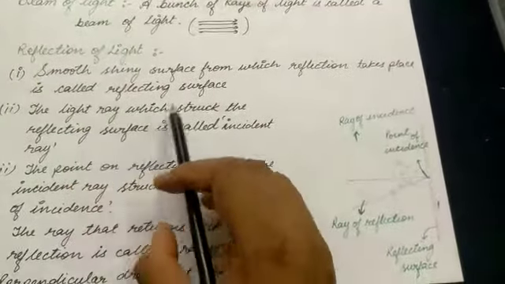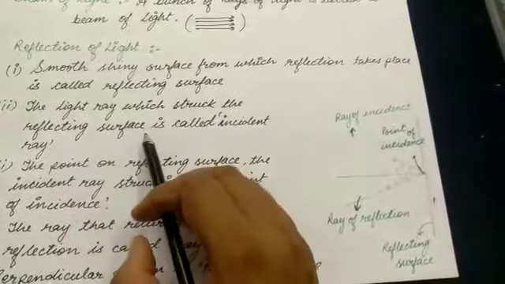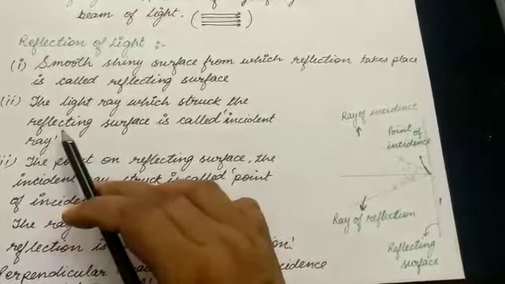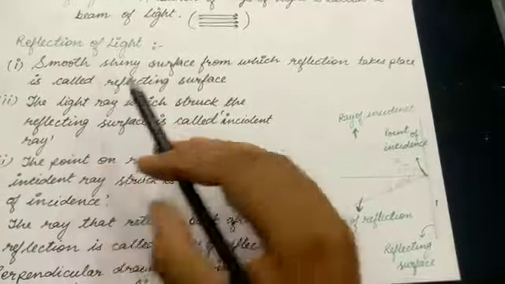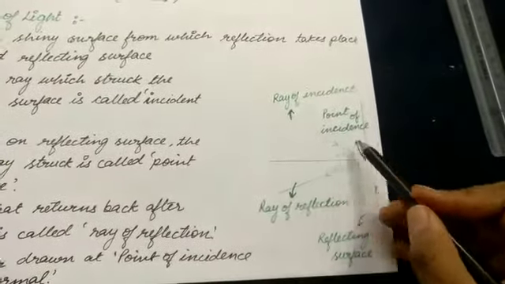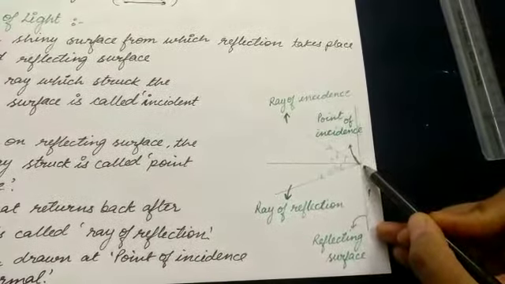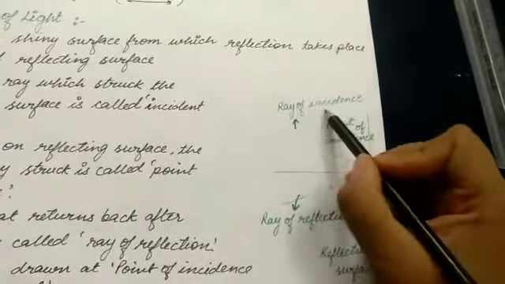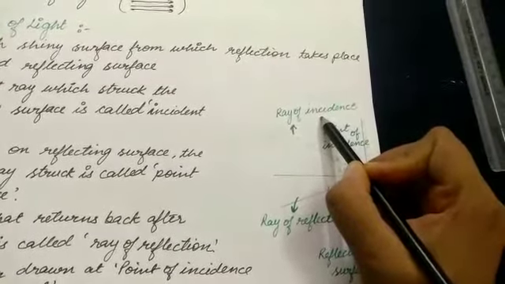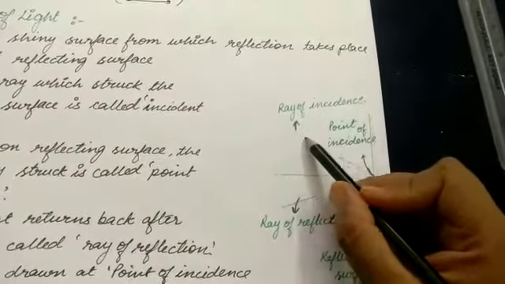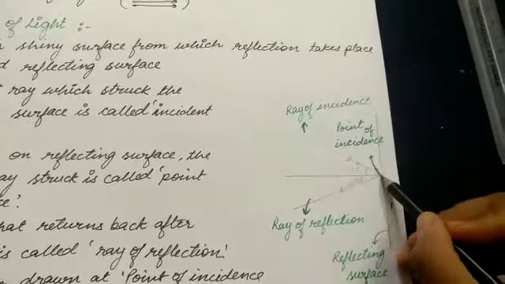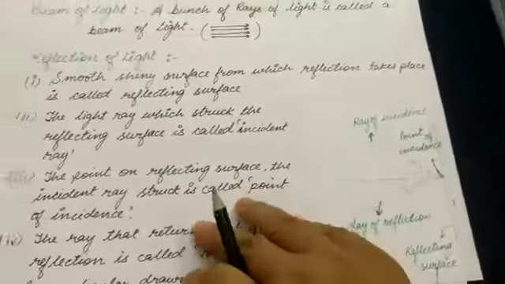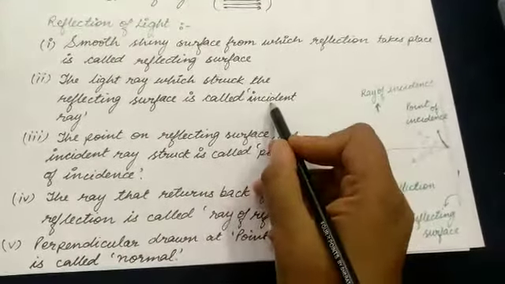The light rays which strike the reflecting surface are called incident rays. Whatever light rays are coming from any source, and the light rays which strike the shiny surface or the reflecting surface, all those light rays are called rays of incidence or incident rays. So in this diagram, see, this light ray is coming and striking the mirror. So it is the ray of incidence, or it is also called the incident ray.